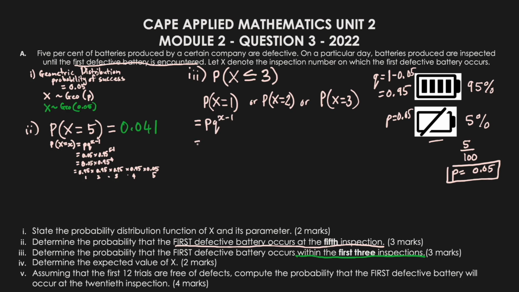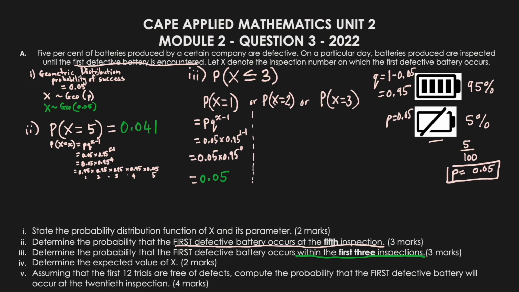So in this case, we would have p, which is 0.05 times 0.95 to the power of 1 minus 1, and that's going to be equal to 0.05 times 0.95 to the power of 0. So that's going to leave us with 0.05.